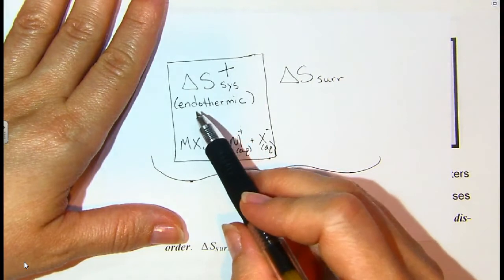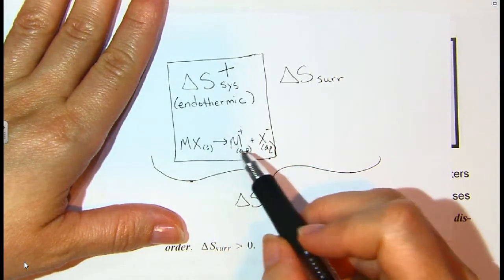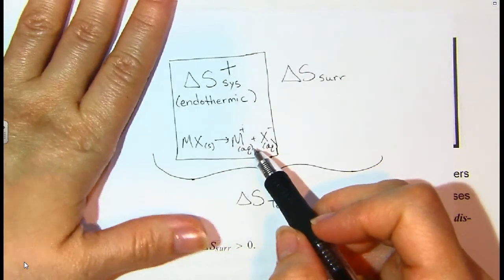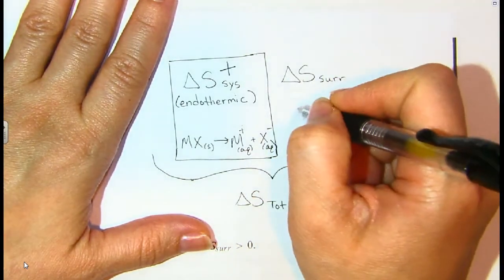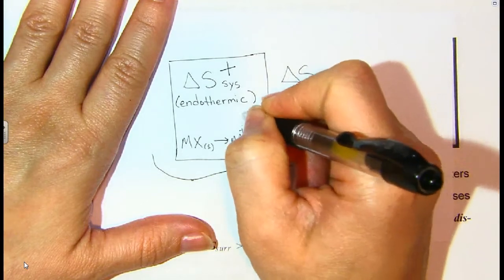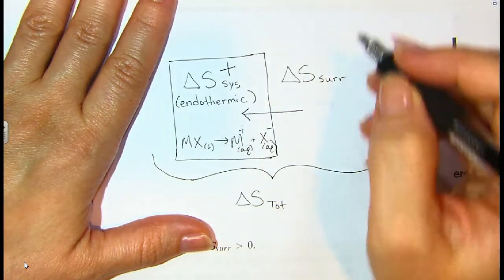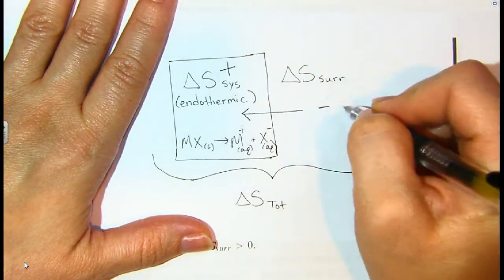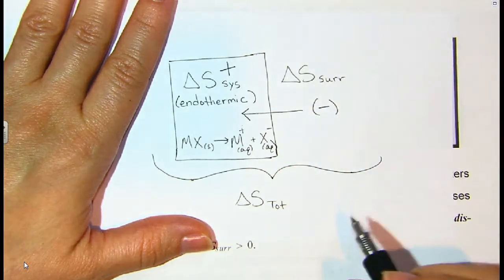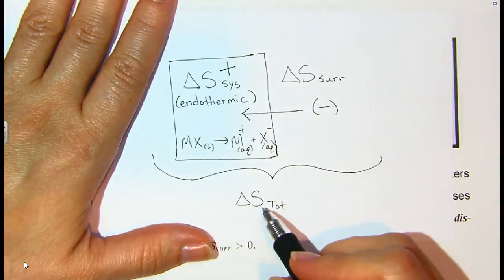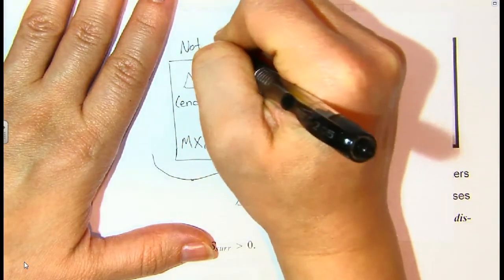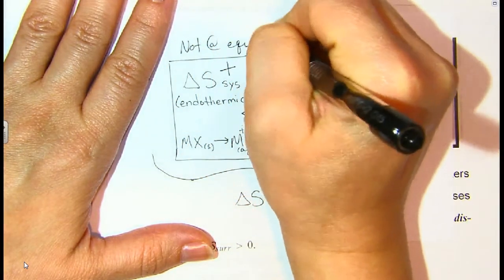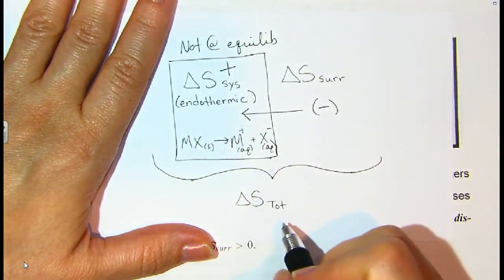Now I'm going to tell you that this is an endothermic process here. So if it's endothermic, it's absorbing heat, and so that means that heat must be moving from the surroundings into the system, which means that we have a negative delta S of surroundings. So similar to the last example. What's the delta S total? Well, this system is not at equilibrium, so it must be positive or negative.